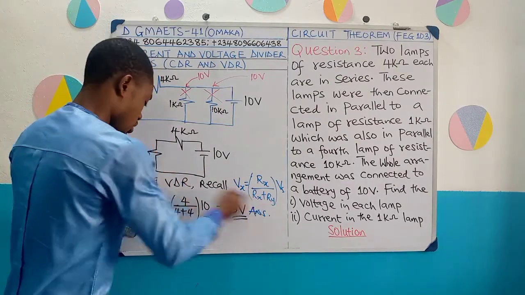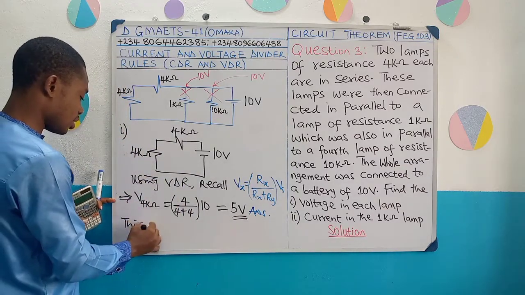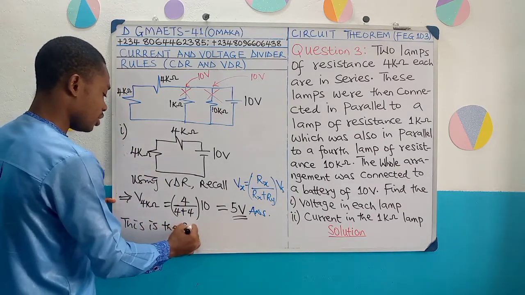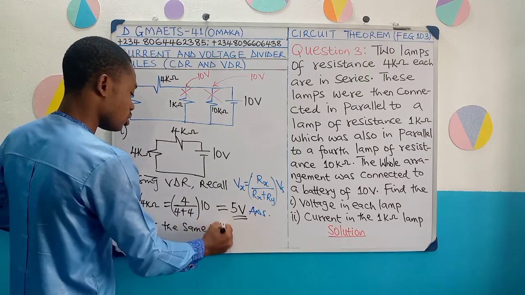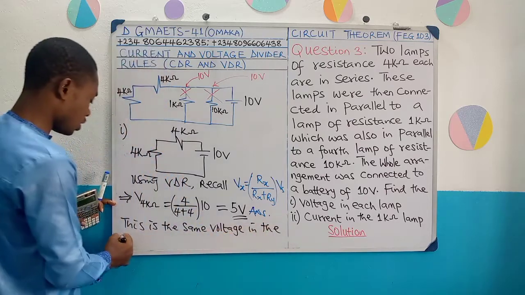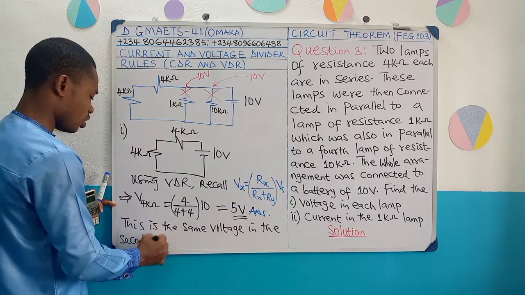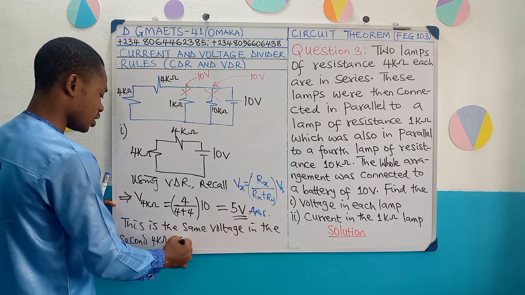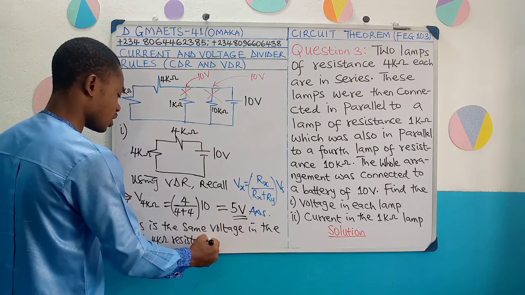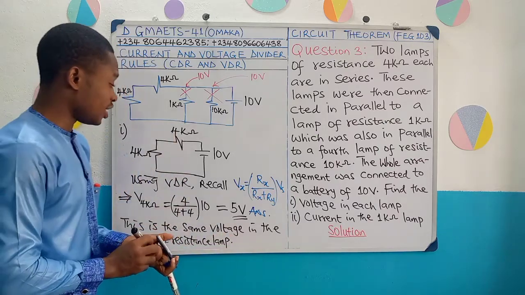This is our answer. This is the same voltage in the second 4 kilo ohm resistance lamp. Is that okay? So no need of doing anything in that.